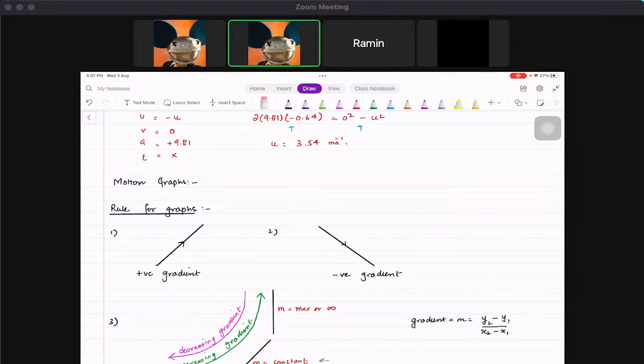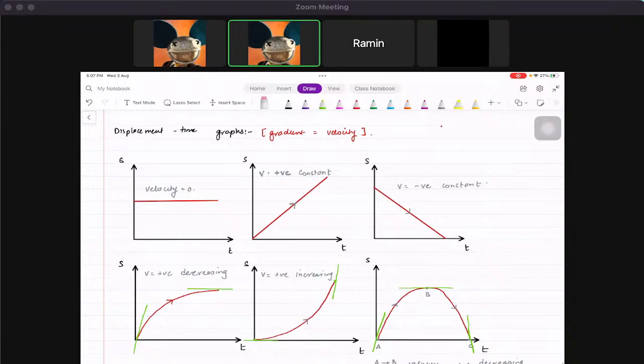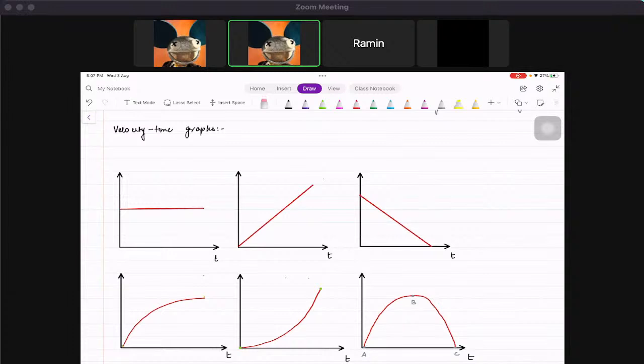Okay, so we did this part where we learned about displacement time graphs, and now today we are going to do velocity time graphs. Okay, so velocity time graphs have velocity on the y-axis and time on the x-axis.